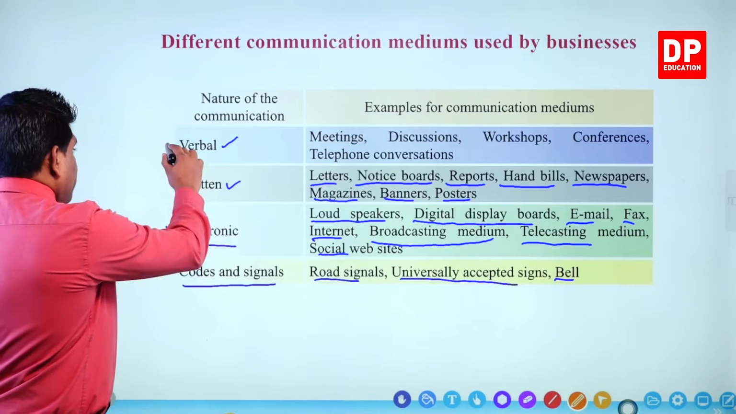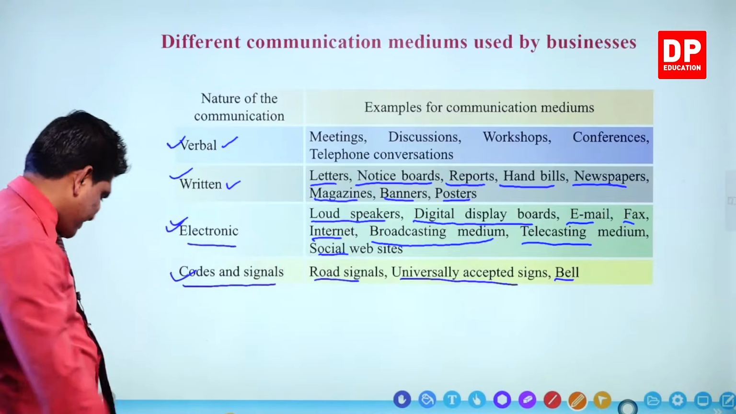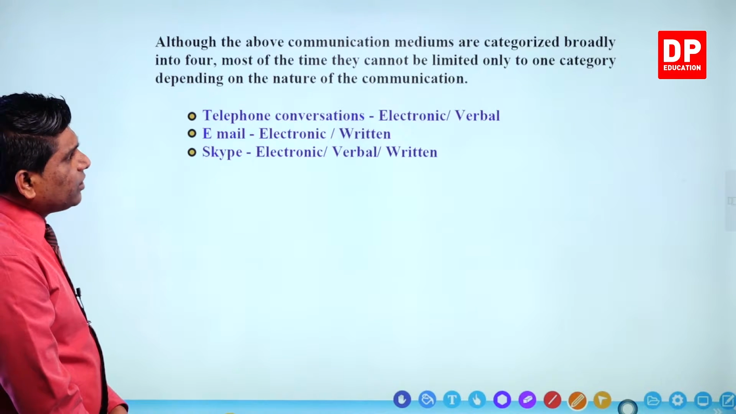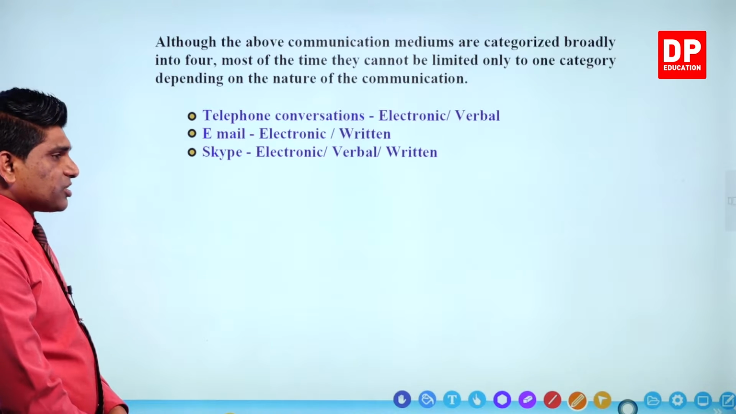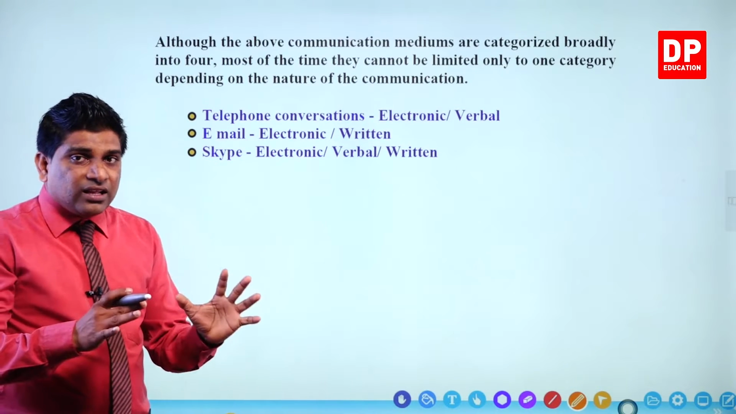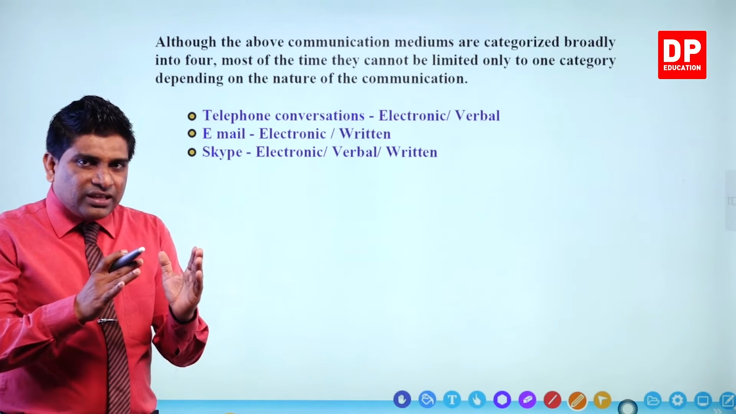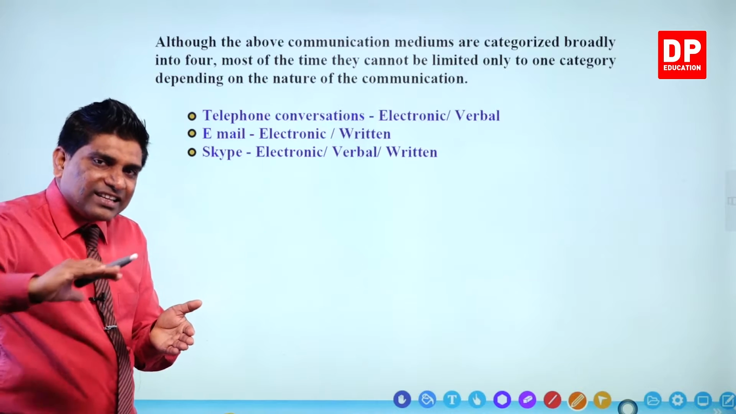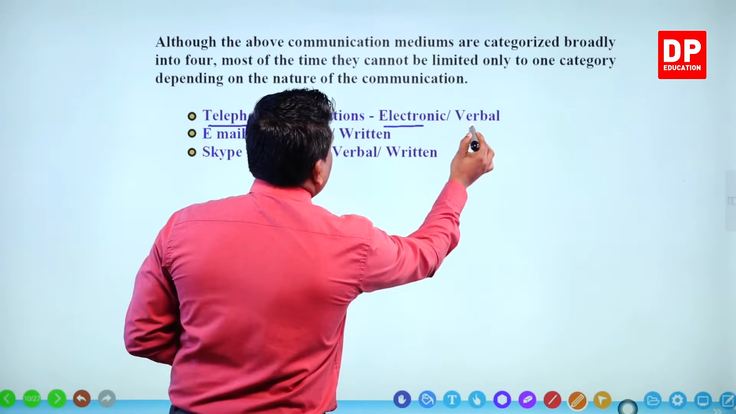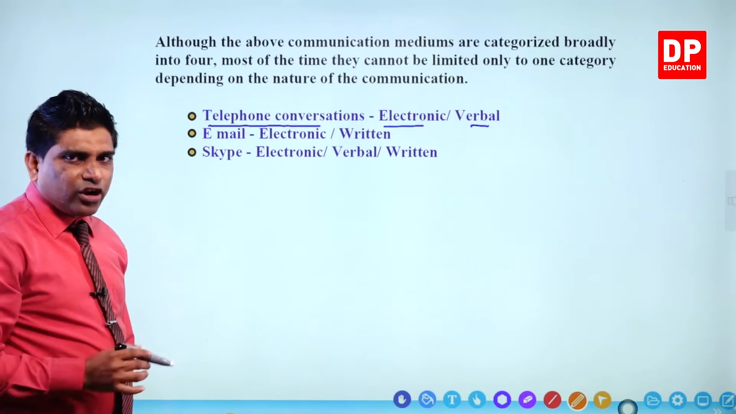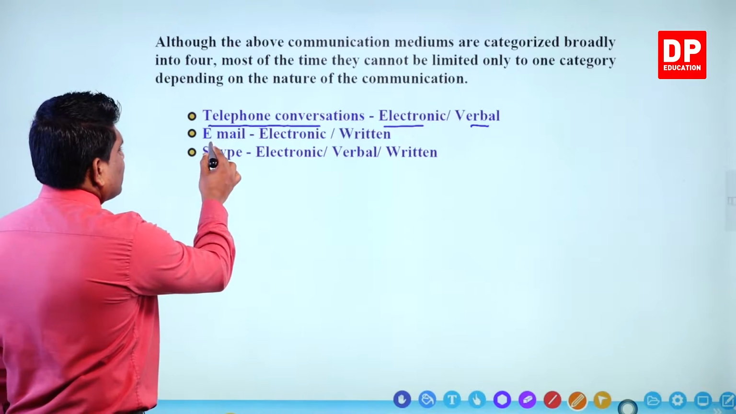Remember, the methods of communication mediums are verbal, written, electronic, and codes and signals. Although the above communication mediums are categorized broadly into four, most of the time they cannot be limited to only one category, depending on the nature of the communication. We classified some as verbal, some as written, some as codes and signals, but sometimes we can't classify a medium into only one category. Some go into different categories. For example, telephone conversations are electronic and verbal. One time we can say it is an electronic method, the other way we can say it is verbal. Emails are electronic and written.